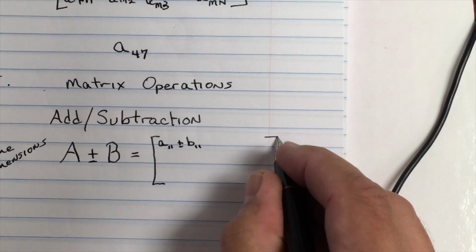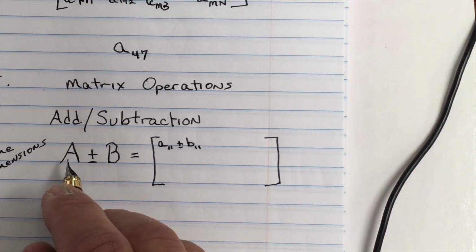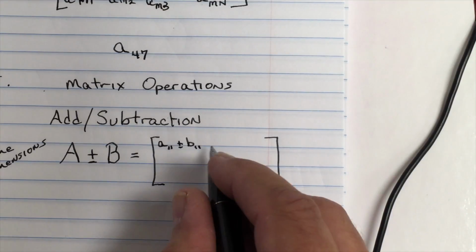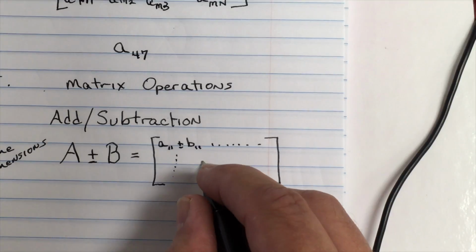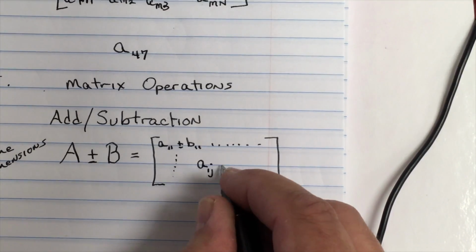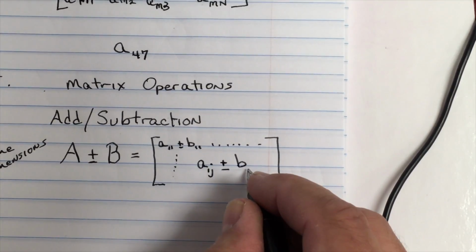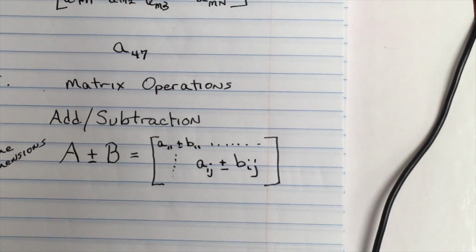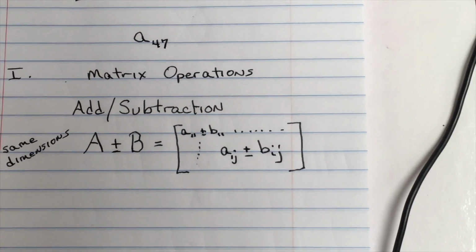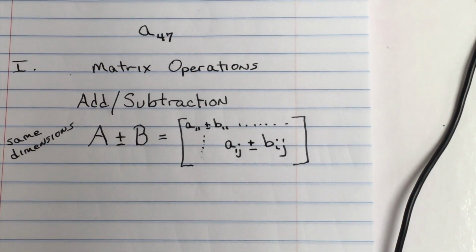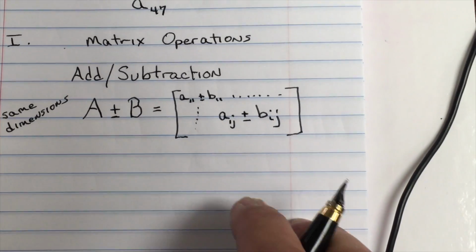So that would become your first element. You would go all the way out for as far as you had to go, and all the way down for as far as you had to go. And again, this is why we like to have ways to write things generically. That's how you find each element of the added or subtracted matrix. You take each corresponding element and add or subtract it.